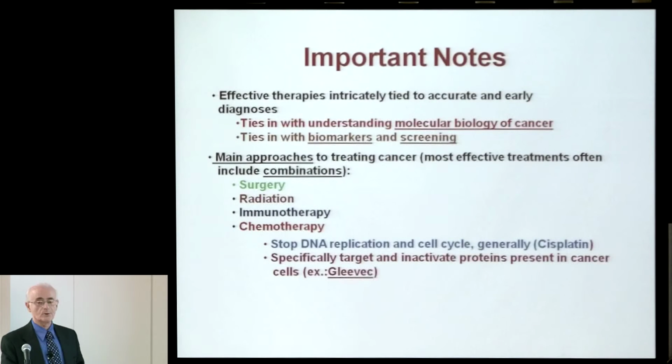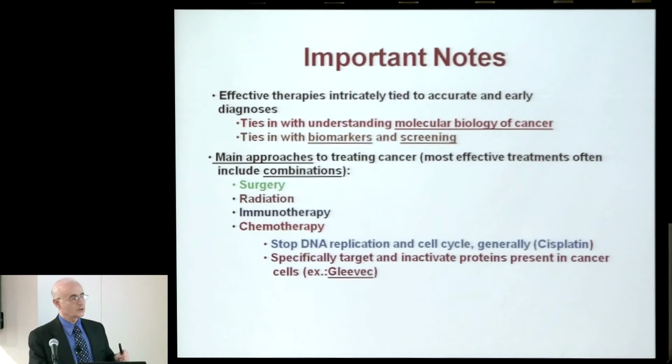Chemotherapy is very important. The mechanism of chemotherapeutic agents is stopping DNA replication and the cell cycle. So that is one thing: in general terms, they interact with DNA and affect the DNA machinery, so DNA cannot replicate. The second one is to specifically target and inactivate proteins which are present in cancer cells. So this is, of course, the name of the drugs which are used for this specific purpose.